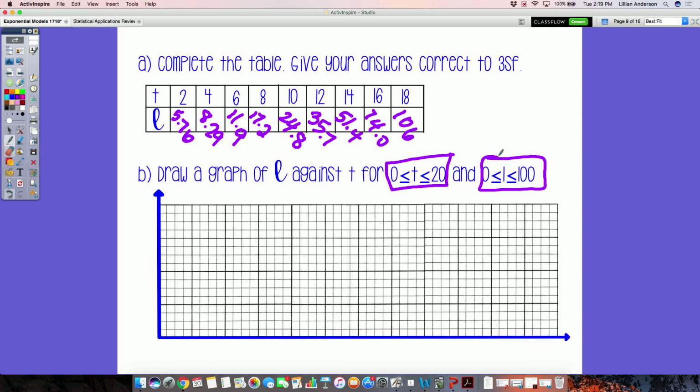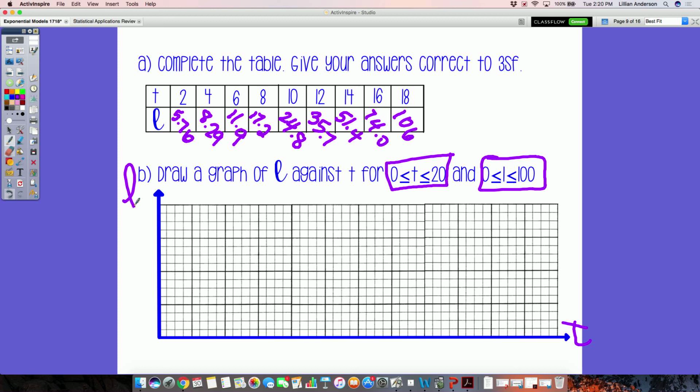What is going to go on a horizontal axis? Is it going to be L or is it going to be T? It is T. Your horizontal axis is always your independent axis. It's the one that's going to happen regardless of anything else. And time is always going to happen. Okay? L is what? It's going to be your length.